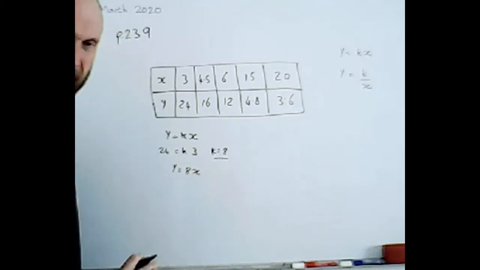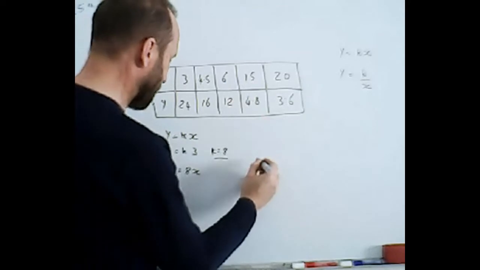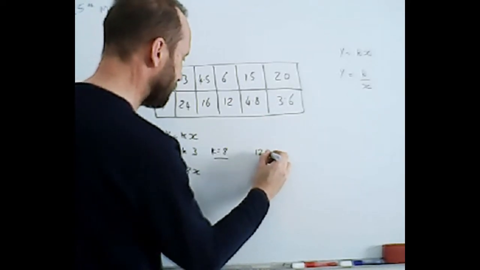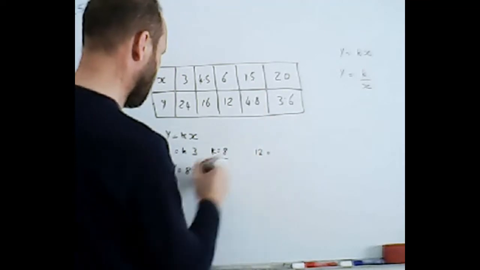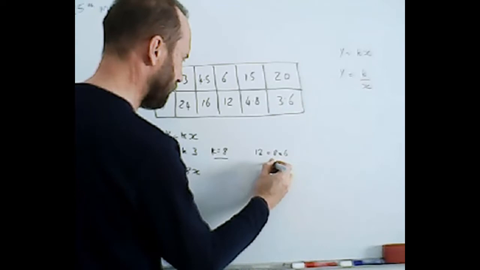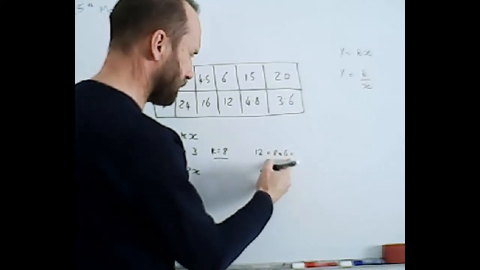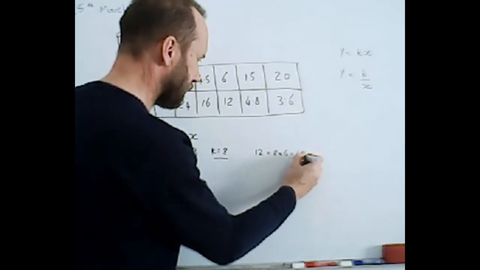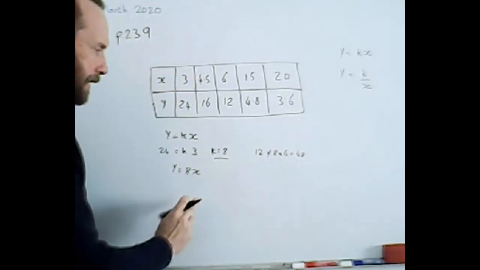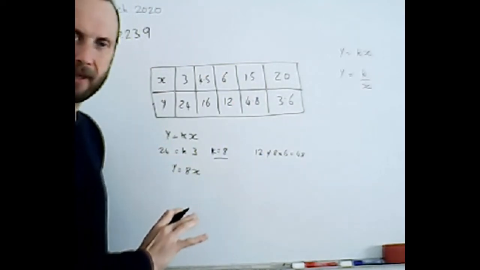That would be nice, wouldn't it? So let's try it with this one here. We put the numbers in. 12 equals k times x, 8 times 6. 8 times 6 does not equal 12. 8 times 6 equals 48. So y does not equal k times x, so this cannot be direct proportion.